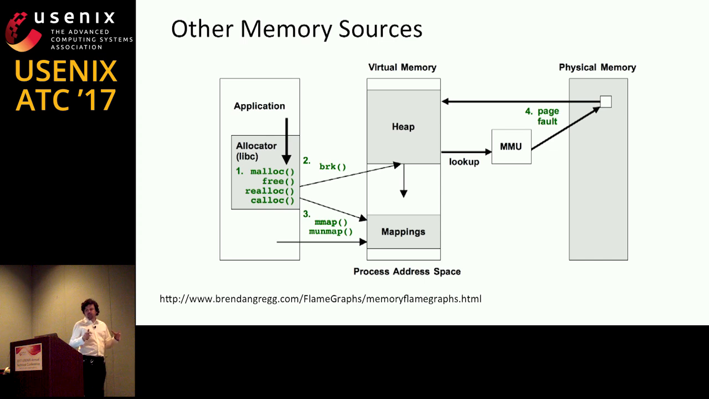I've got a diagram here showing memory allocation. And you can think of all of these as sources for flame graphs. So I can do malloc and free. I could do it when we grow our heap via the brk syscall, or mmap and munmap. I can do it on page faults. Each of these has different levels of overhead.